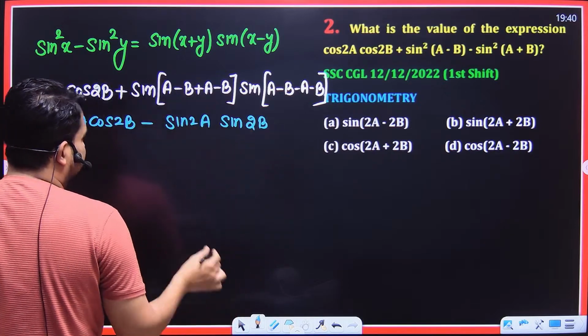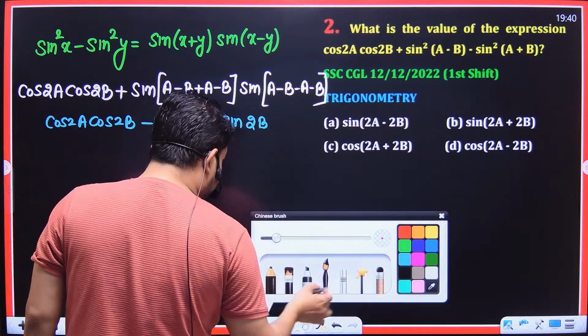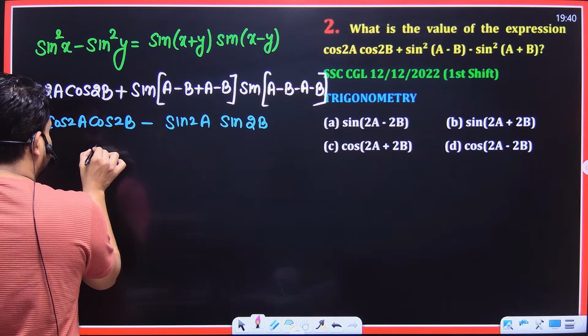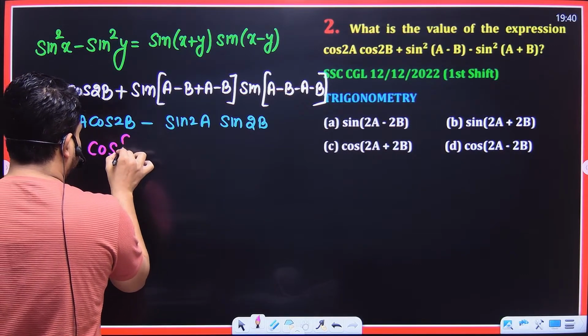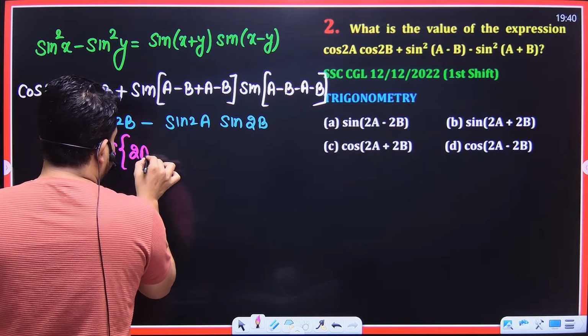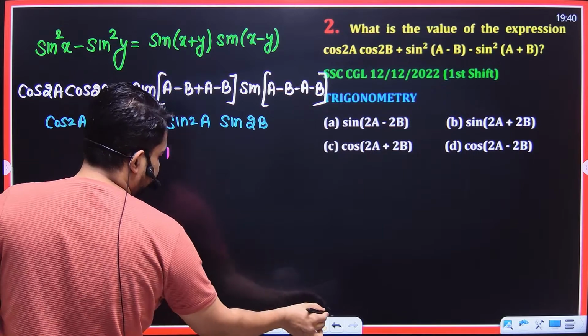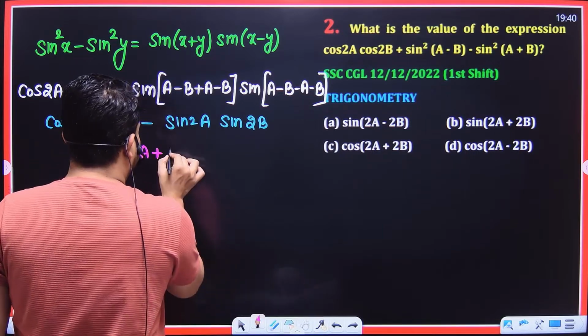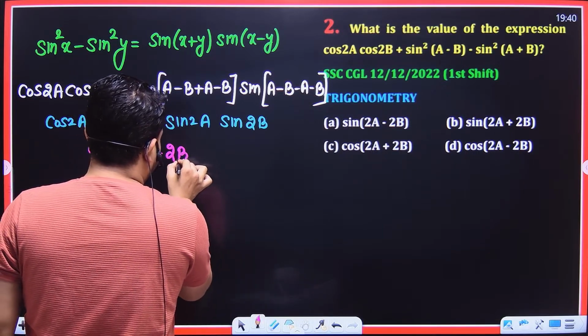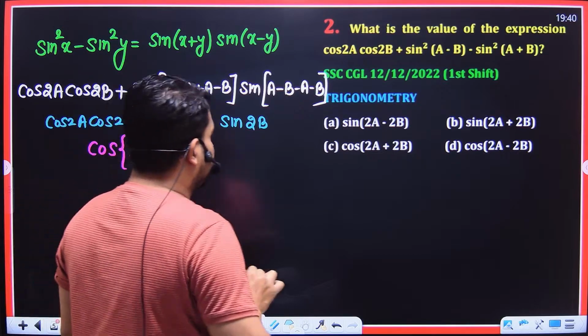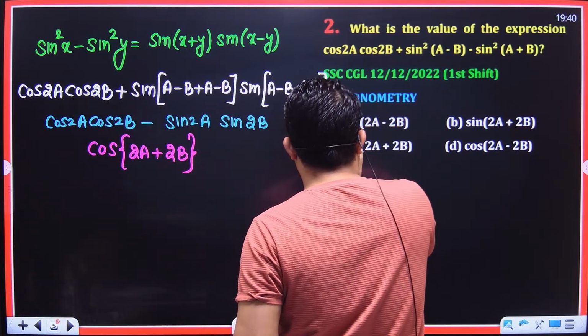Cos a cos b minus sin a sin b is equal to cos of a plus b. So this one is the formula of cos 2a plus b. If anyone is good in basics, then he can solve this question in 30 to 35 seconds. But we will solve this question by another method.